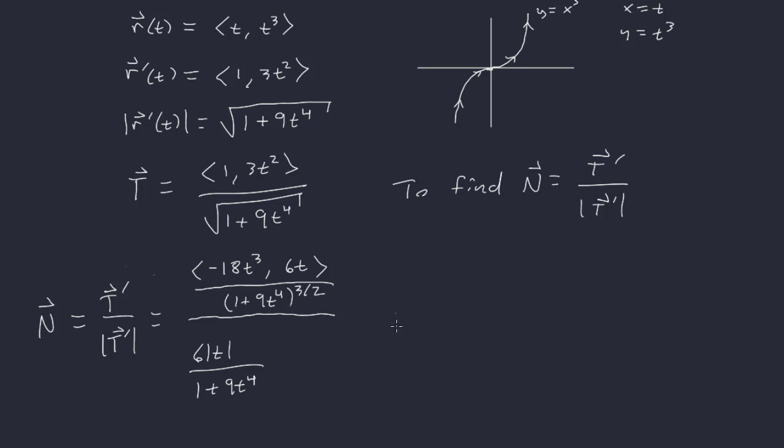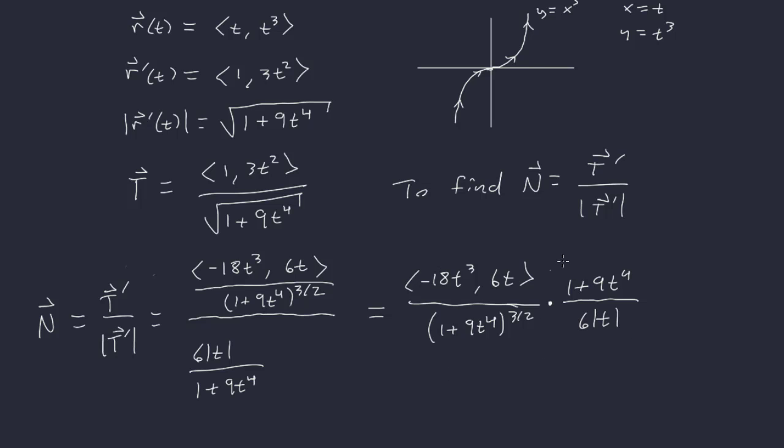Now, when we invert and multiply, we get this. All I've done is flip this denominator over, and the 6 is going to simplify nicely to give us negative 3t cubed, comma, t. And then this guy is just this guy. So this is to the 2 halves, 3 halves. So this becomes the square root of 1 plus 9t to the 4th. And we still have this over the absolute value of t.